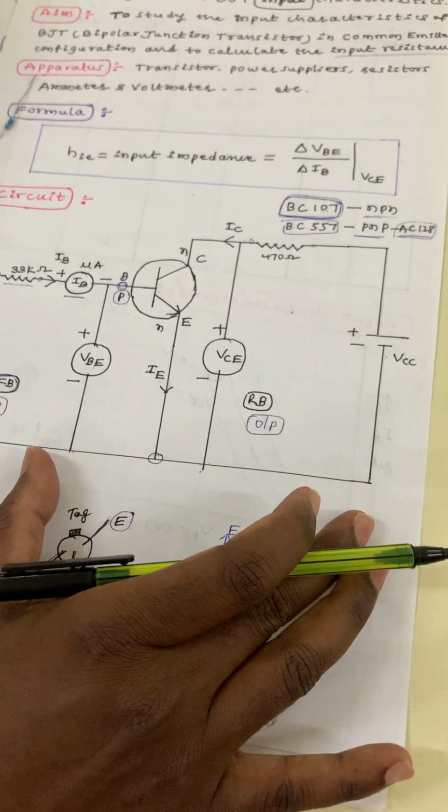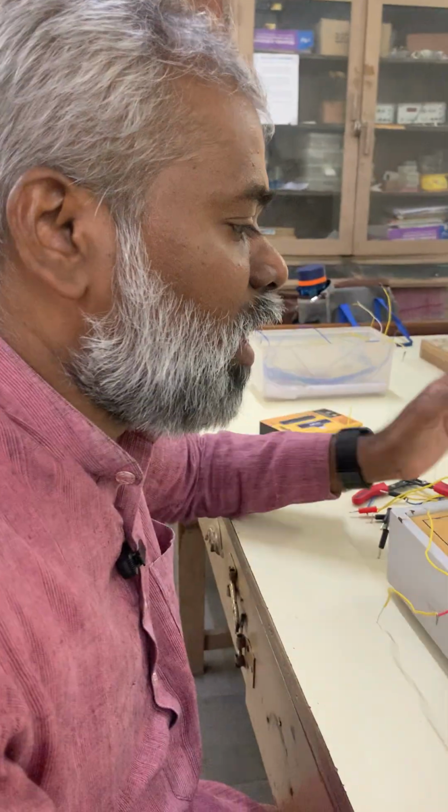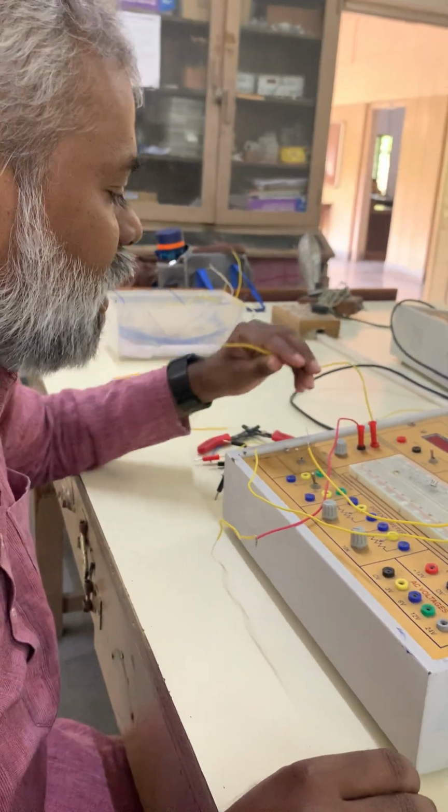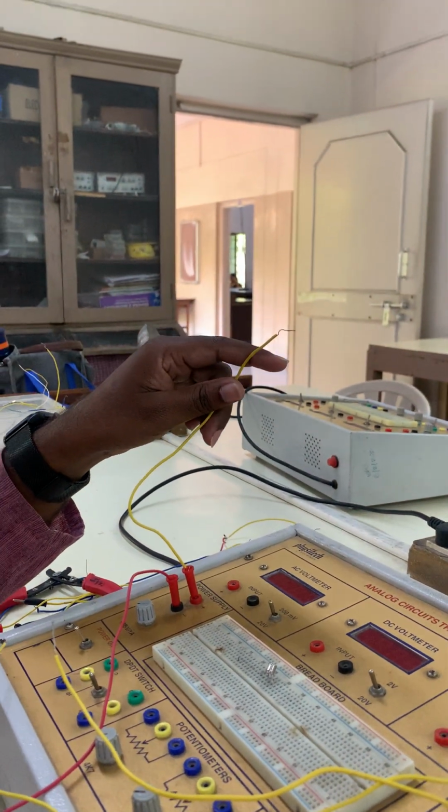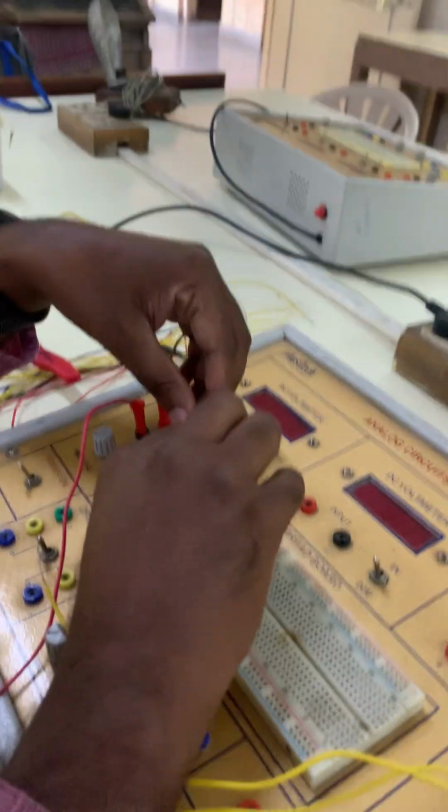Now based on this circuit diagram, we have to connect here. Once you see how we have to connect: power supply positive to 33K. This is the 33K.